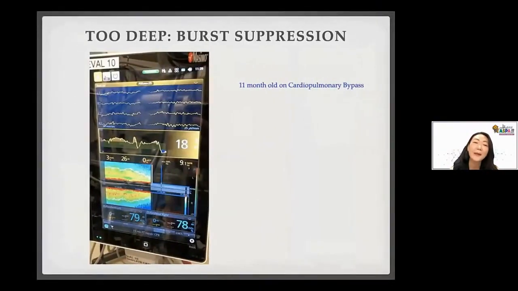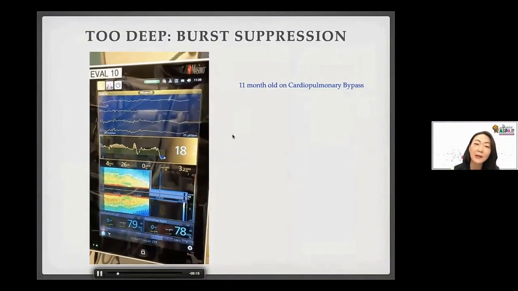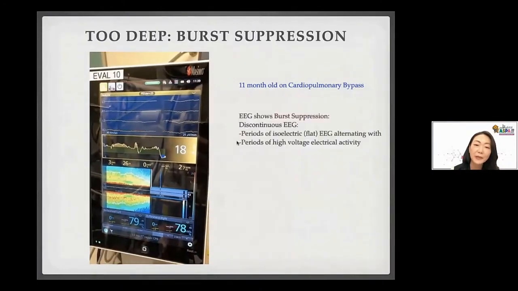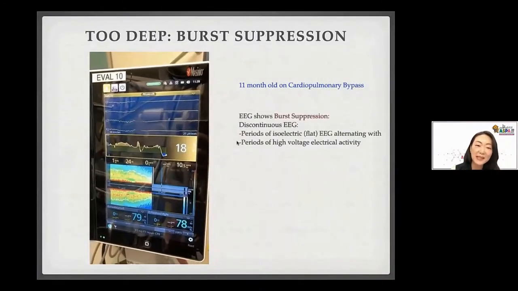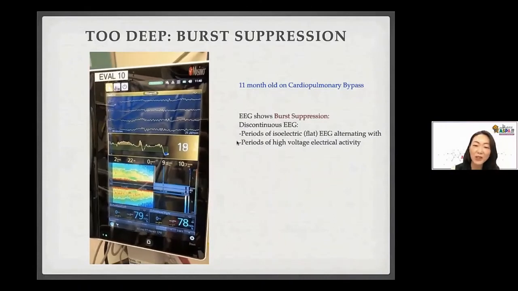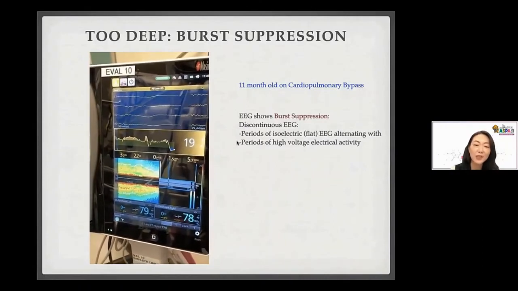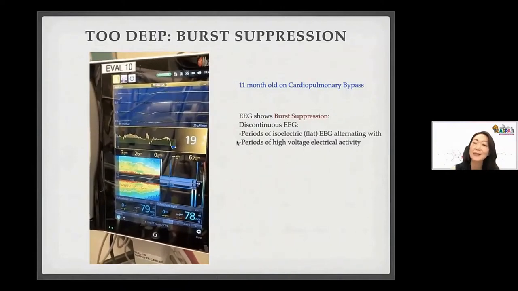Here's what I mean by when a patient is too deep, when he goes into burst suppression during anesthesia. Here we have an 11-month-old who's on cardiopulmonary bypass. If you focus your attention on the top third of the screen, which is the time domain trace, you will see burst suppression, which is when the EEG becomes discontinuous, when you have periods of isoelectric or flat EEG alternating with periods of high voltage electrical activity. That's burst suppression when you see it on the clinical monitoring screen.